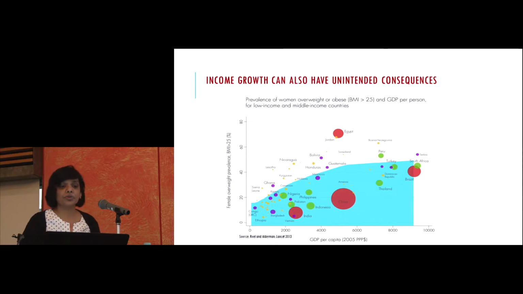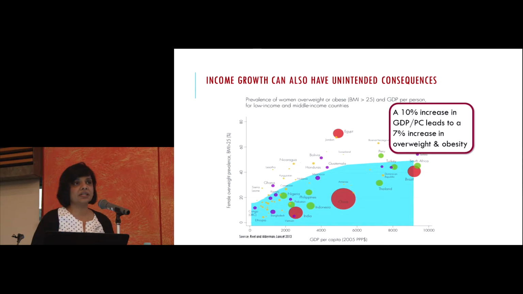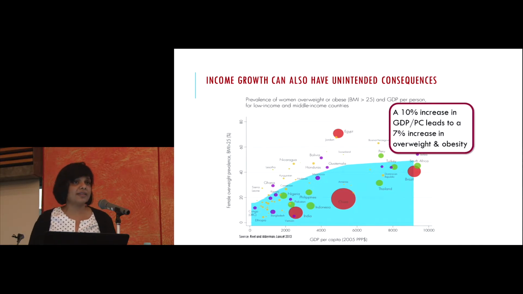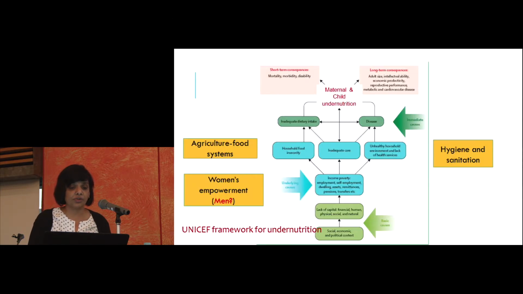What this graph also shows is that income growth, without any nutrition lens to it, can have unintended consequences. What this graph shows is that a 10% increase in GDP per capita leads to 7% increase in overweight and obesity among adult females in this case. So really, it is doing both. Perhaps it is increasing overweight and obesity among adults a little faster than income growth is able to reduce stunting rates. So clearly, a nutrition lens is important in how we do this.